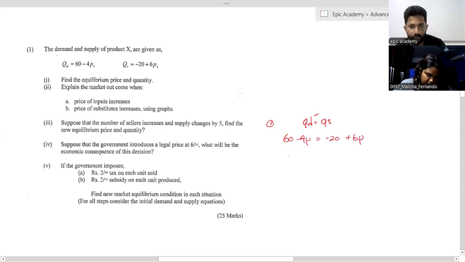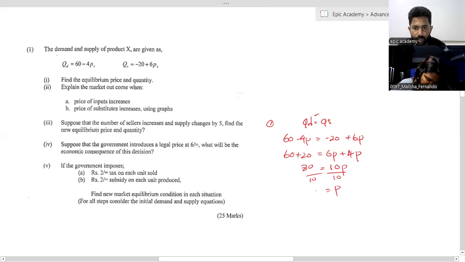Then I'm going to change the side of the minus 20. It becomes plus 20. That means 60 plus 20 must be equal to 6P. I'm going to move the minus 4P across, and it becomes plus 4P. So that's the theory, and this becomes 10P equals 80. Dividing both sides by 10, P equals 8. That means the equilibrium price is 8.